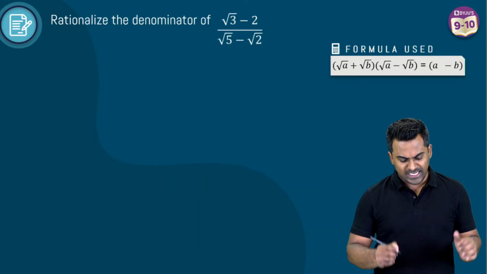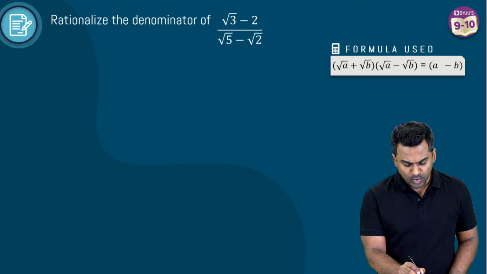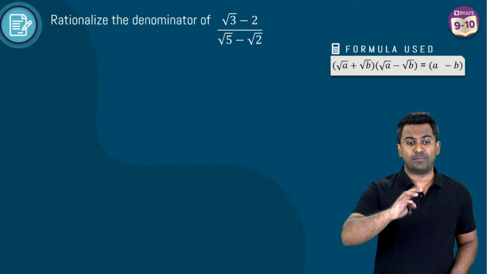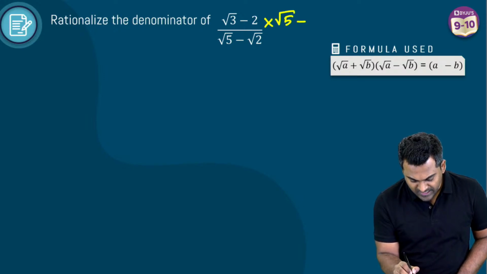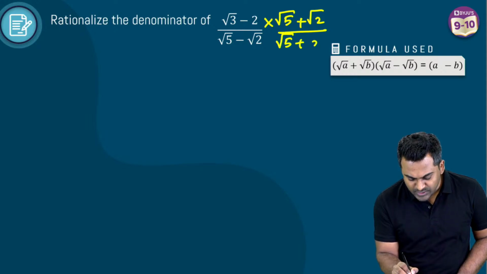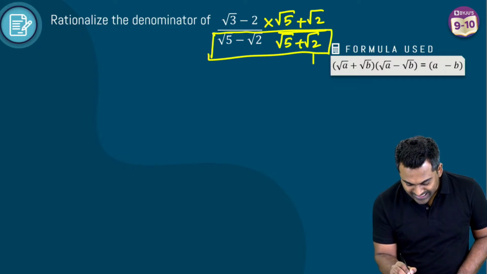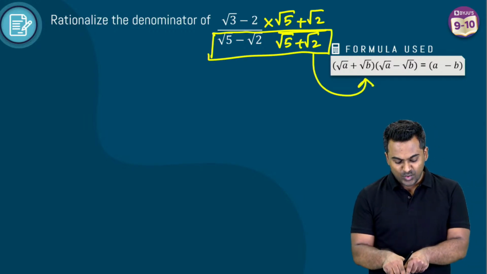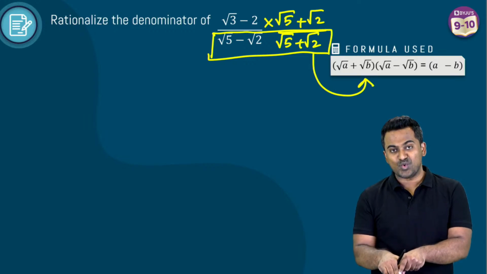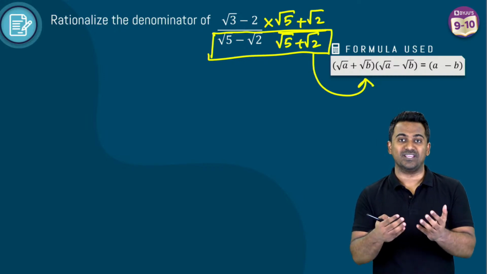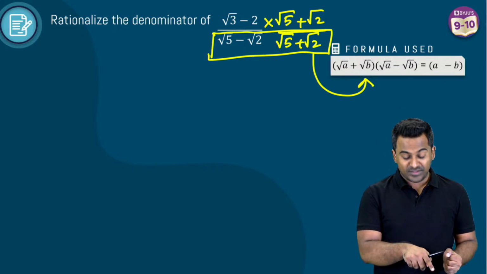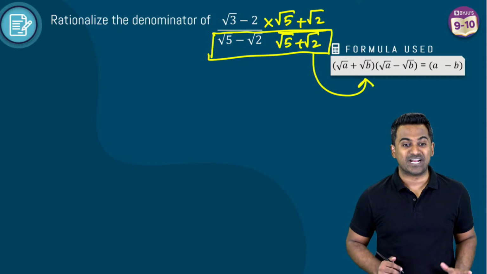Again you've got to rationalize the denominator. The denominator is root 5 minus root 2. So you will multiply the numerator and denominator by what? You will multiply this with root 5 plus root 2 divided by the same root 5 plus root 2. Because when we multiply these two, it comes in this form: root a plus root b multiplied with root a minus root b. I can write a minus b, because that's what rationalizing the denominator means. You remove the square root from the denominator. That's when it becomes rational.